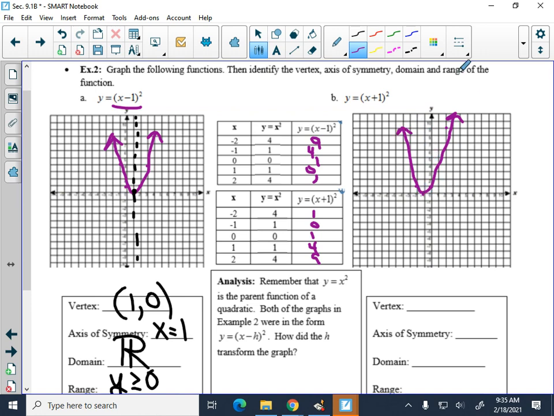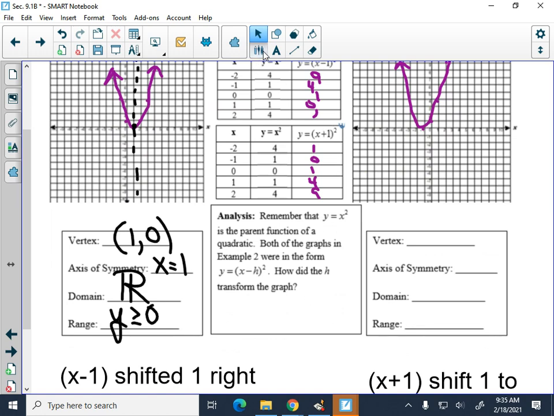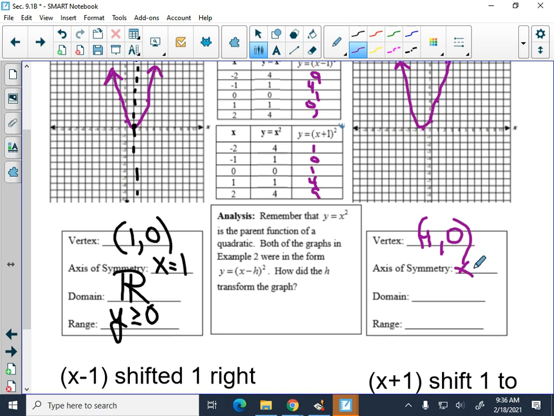Okay. Did it take the graph and did it move it 1 to the left like we thought? Okay. So we confirmed that. Our vertex is now negative 1, 0. So what's our axis of symmetry? X equals what? Negative 1. If we drew a line up the negative 1 line, we would find that. Our domain is all reals, and our range is y is greater than or equal to 0.